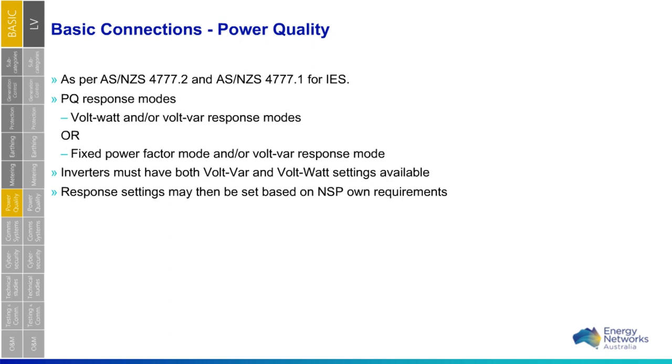Power quality also comes from the requirements of 4777 for inverter energy systems, and that is to require volt-watt and volt-var response modes being available in inverters, and then either setting those volt-watt and volt-var response modes or setting fixed power mode with or without volt-var response modes. And those settings are defined by the DNSPs.